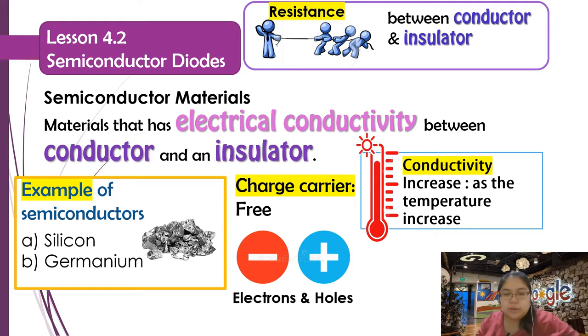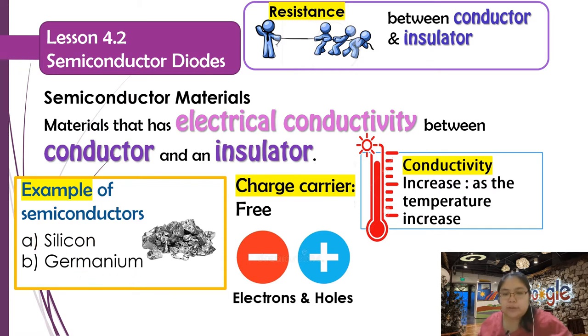Before we learn more about the semiconductor, we need to know about its characteristics. The first characteristic is the material, which has an electrical conductivity between the conductor and the insulator. That means it is in between. Now the second one, examples. From our syllabus, we just learn about two semiconductors. The first one is silicon, and the other one is germanium.